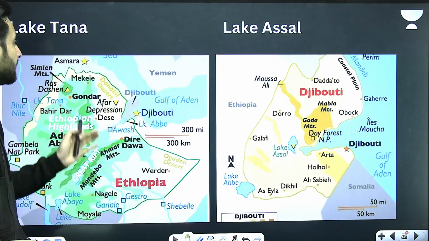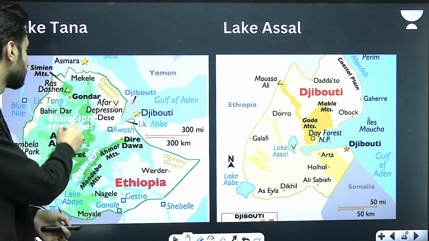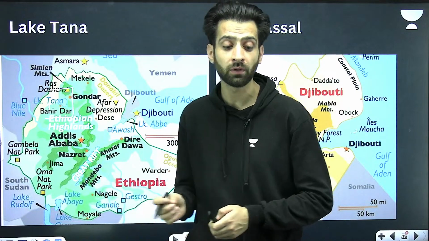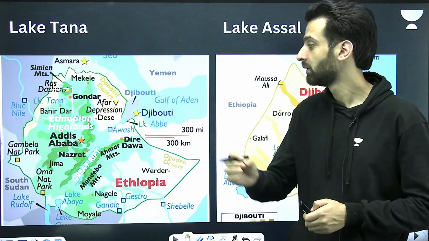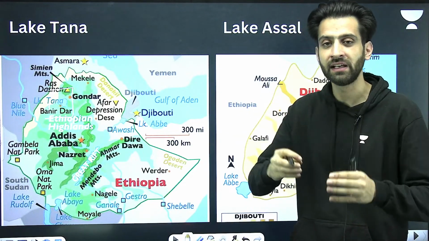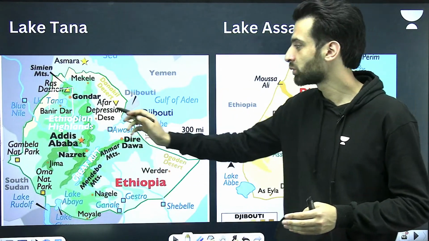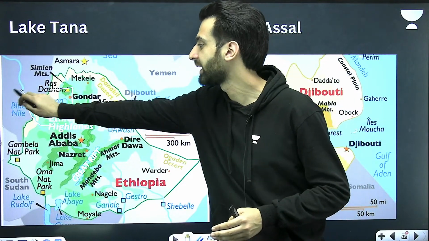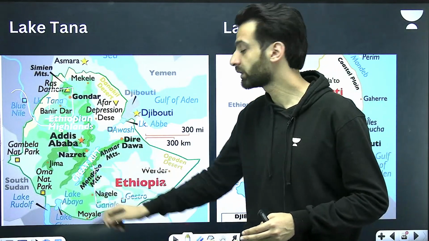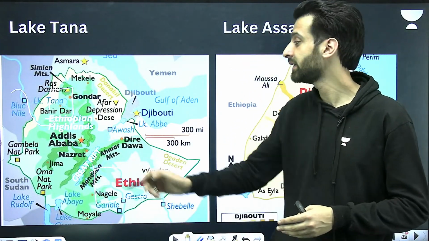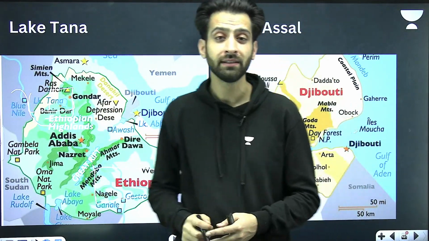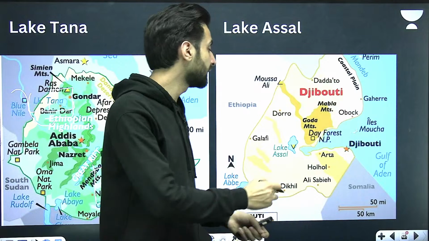Going to our next lake, that is Lake Tana. It is present in Ethiopia. Why is it important? Because it's the origin of one river, that is the Blue Nile. When we talk of the River Nile, it does not start as the River Nile. We'll discuss it when we reach the rivers. So know that it's the source of the Blue Nile. Lake Tana is located in Ethiopia, which is the country. That is Lake Tana, source of Blue Nile. Then we talk of another lake, that's Lake Assal. It's located in Djibouti.